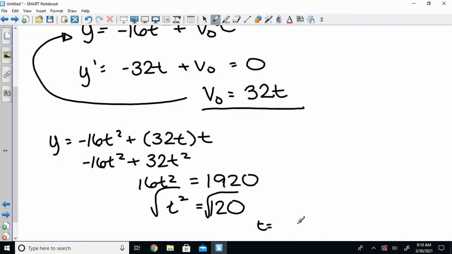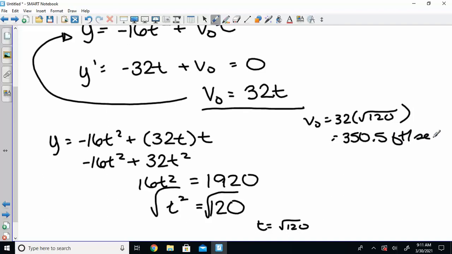So now we have to get what? What is our ultimate goal? Right. So my time is the square root of 120. So if I plug that in, my velocity, 32 times the square root of 120. Let's just use our calculator to approximate since it didn't come out nice. And it comes out to be about 350.5 feet per second.